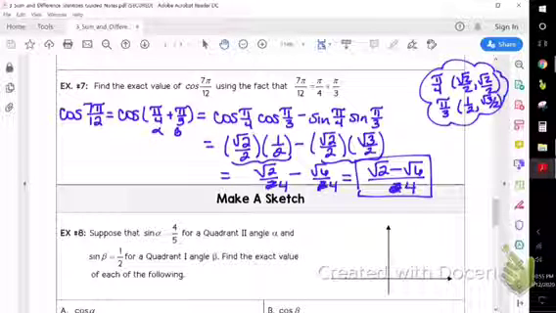Every now and then they'll throw a 90 degrees or 180 degrees or something like that in there. But most of the time it's going to look like this when they're using like pi over 3s, pi over 4s, and pi over 6s, okay?